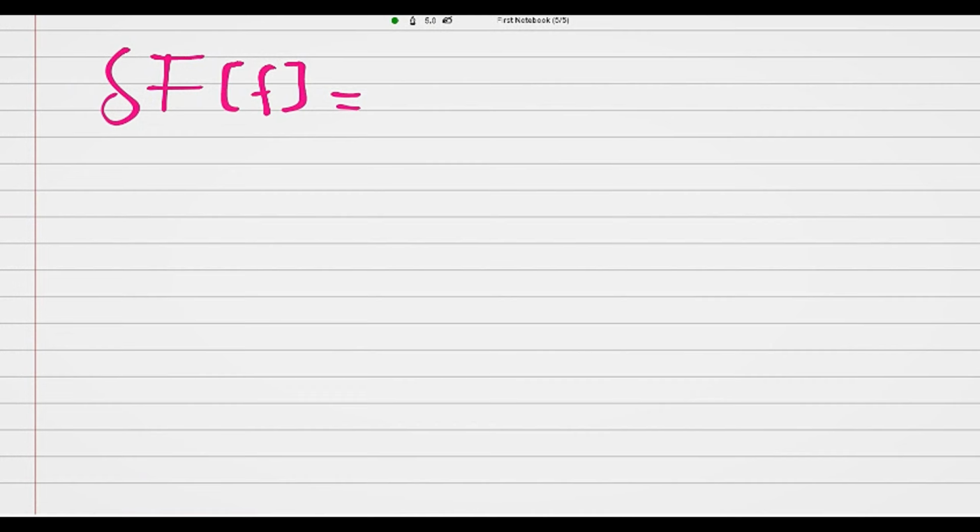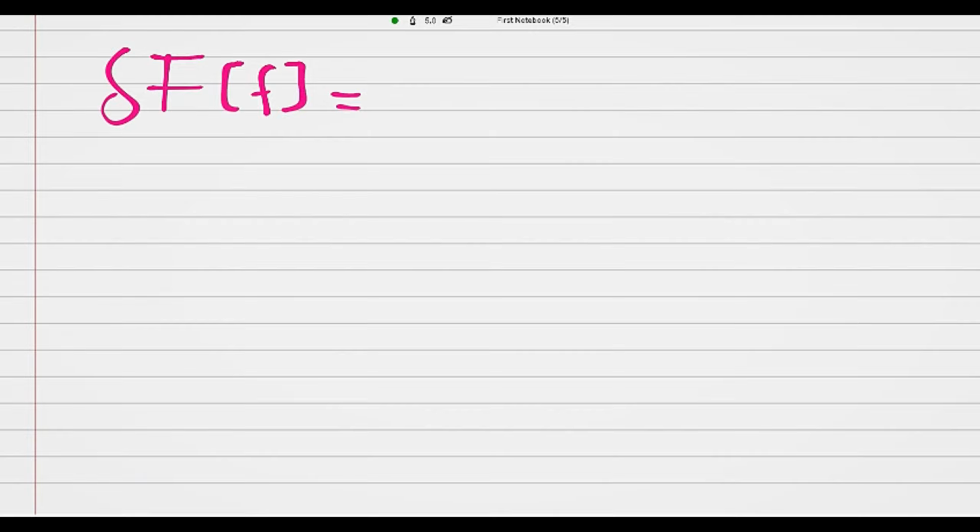So first is the variation in a functional. Variation in a functional is represented by this variation symbol, and since it's the variation in the functional, it's the variation in the functional capital F, and we can write it as a function of, for example, f. Now this variation in the functional can be expressed in two forms. One is the integral form and the other is the differential form. Both of them are equally important.